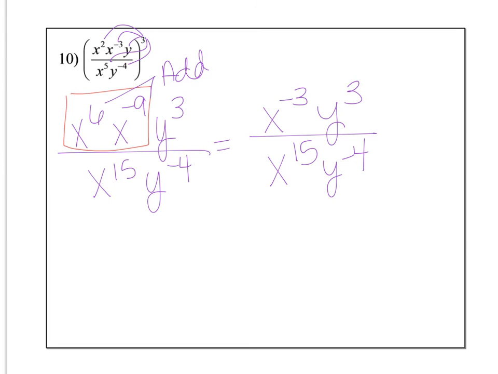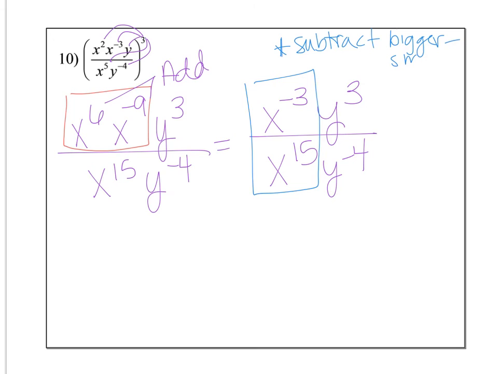Now that we have one of each variable, I'm going to deal with the dividing. So when I divide those, I'm really subtracting. And again, remember my rule. I try to subtract the bigger one minus the smaller one. But then it stays where the bigger one is. So the bigger one out of negative 3 and 15 is 15.